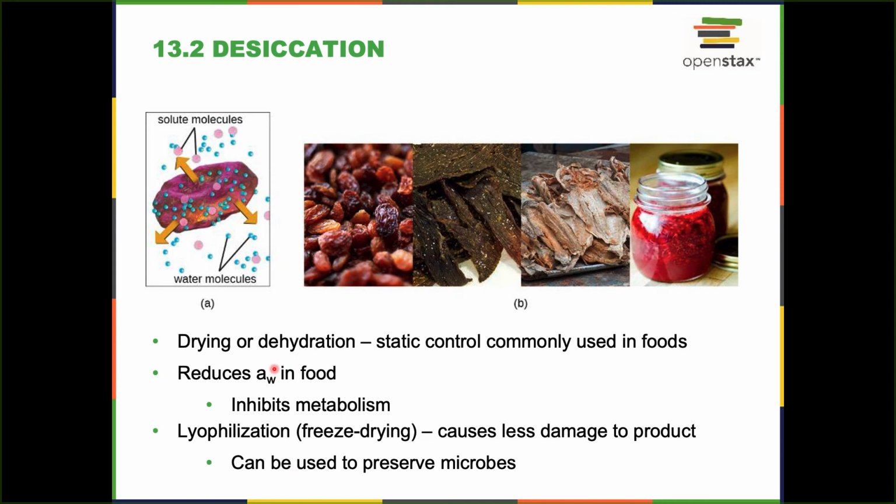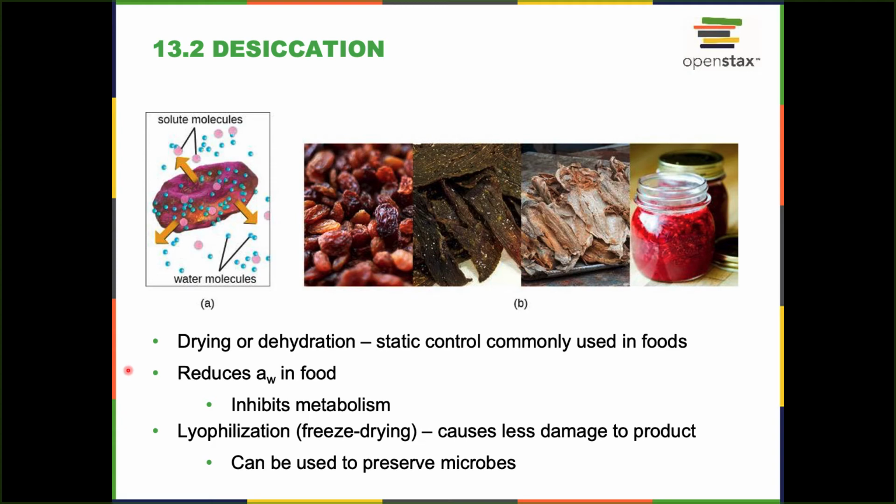Desiccation or the drying is a static control. And we talked about this, right? AW, do you guys remember what AW stands for? Water activity, good, right? And what is the water activity, or AW, of water? 1, right? Now, when we desiccate things, we reduce that, right? We want to make sure we get it as low as possible in order to prevent any water being around. And then this would inhibit metabolism.